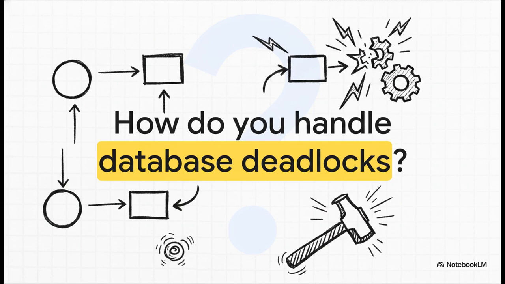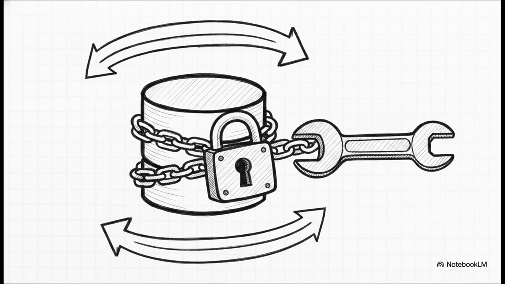But hey, what happens when our data mining operations crash into each other? Imagine two transactions stubbornly holding onto resources the other one desperately needs. It creates a deadlock. Basically, an infinite waiting game that grinds all progress to a halt. So, how do we break it? Well, it takes a multi-step strategy.